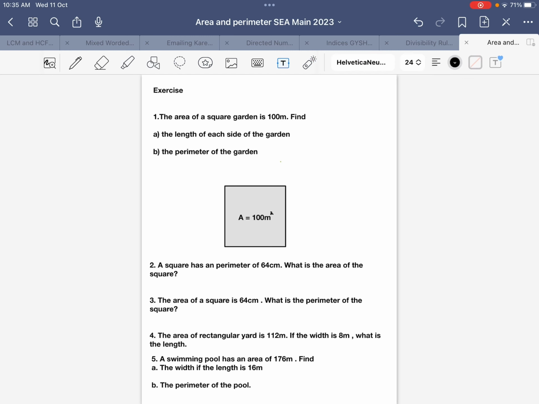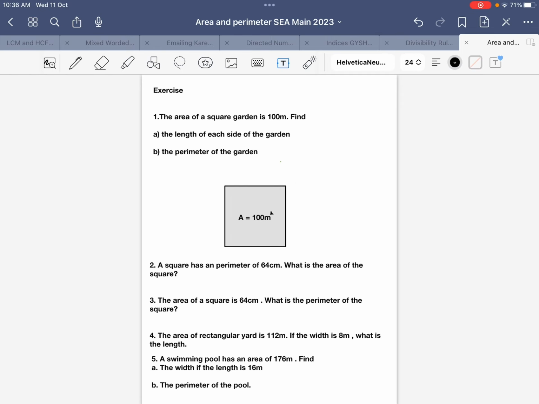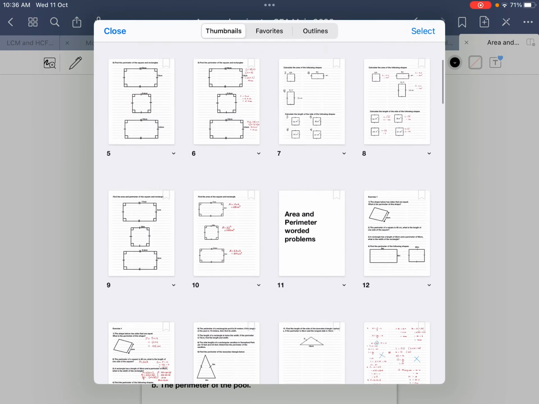Here we have a new exercise with some different types of questions. So number 1, the area of a square garden is 100 meters. Find the length of each side of the garden. And B, find the perimeter of the garden. So we had questions similar to this, similar to part A, but part B is new. So let's just reflect on what we did before.